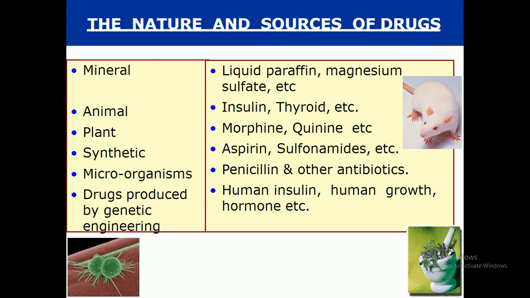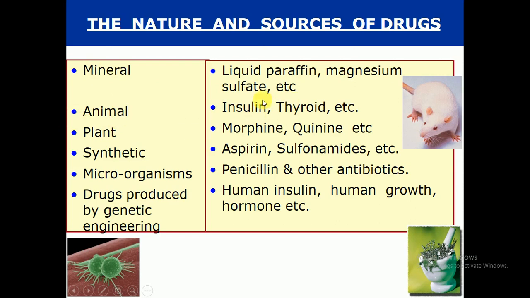Now let us look at the nature and sources of drugs. There are different types of sources from which drugs can be extracted. The first is minerals, then animal source, plant source, synthetics, microorganisms, and drugs produced by genetic engineering. In mineral source, the first thing is liquid paraffin, which can be taken directly from mineral sources like magnesium sulfate, etc. These come under the category of mineral source.